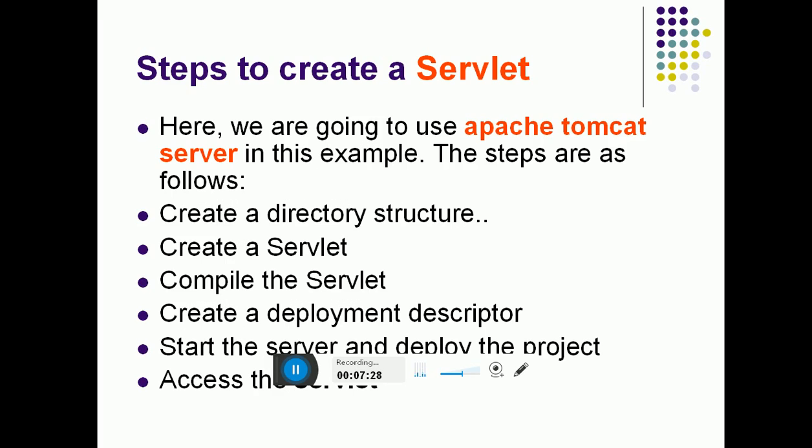The next one, let's create a servlet. How are we going to create a servlet? To create a servlet, first you need to install a server on your machine. The most famous server is the Apache Tomcat server. And to work with this, there are a few steps to be followed. We need to create a directory structure, create a servlet, compile the servlet, and create a deployment descriptor.